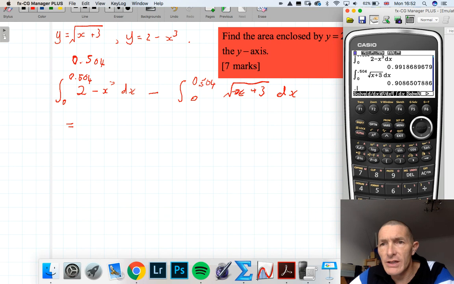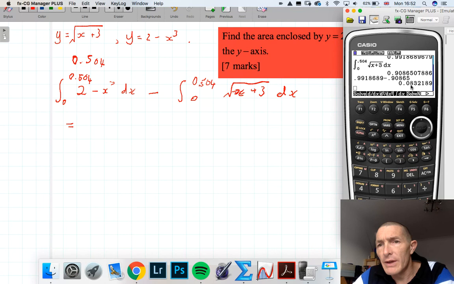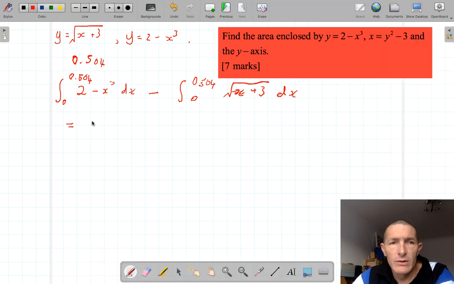So now I can just see that I'm going to go to 0.18689. I'll do a couple of places more than I need, and 865. So it's going to give me 0.832. 0.0832. And that'll be enough for the 7 marks. So looking for this intersection point, the fact you can rearrange it, and the fact that you write everything out like this.